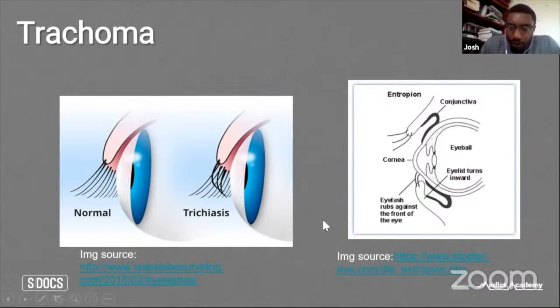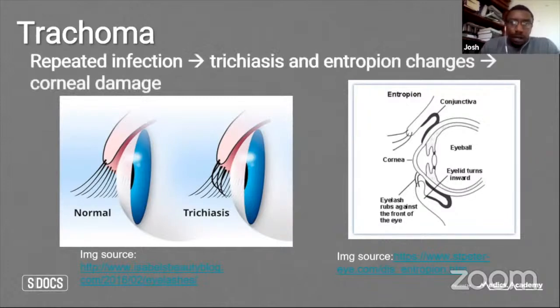What this image shows as well, if you look carefully, is that the trichiasis combined with the entropion is causing the eyelash to scratch against the cornea. Once you've got those changes, the eyelash is going to continually scratch against the cornea, and that's going to be affecting and damaging the cornea. And once you start to damage the cornea, it's going to affect the transparency of the cornea. Once it starts to scar up, that's going to really affect sight. So, as I mentioned, repeated infection leads to trichiasis and entropion, which leads to corneal damage.